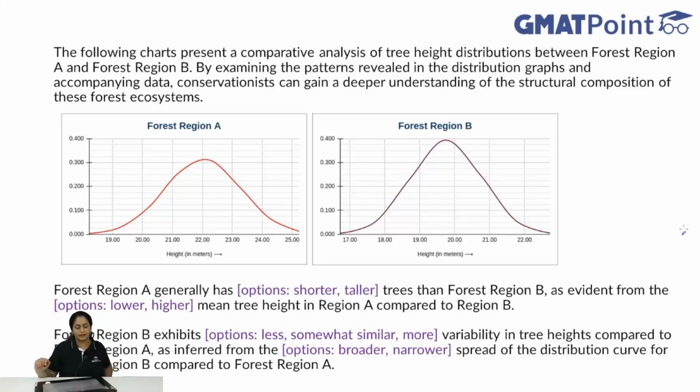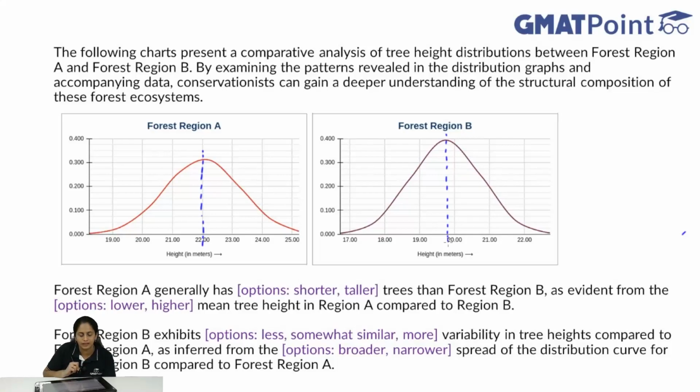Now we are asked in the statements, forest region A generally has shorter or taller trees as compared to forest region B. Can we say generally? Generally means mean or median. In case of bell curves, they'll be roughly equal to each other. So in general, what is the mean height of the trees in forest region A? It would be the peak over here, which is 22 meters. When it comes to region B, what is the median or mean? It would be over here, which is slightly less than 20 meters.